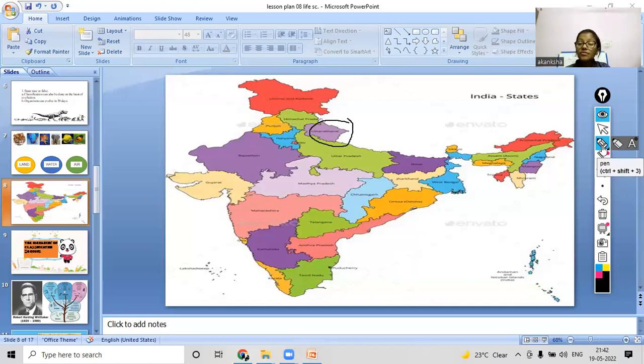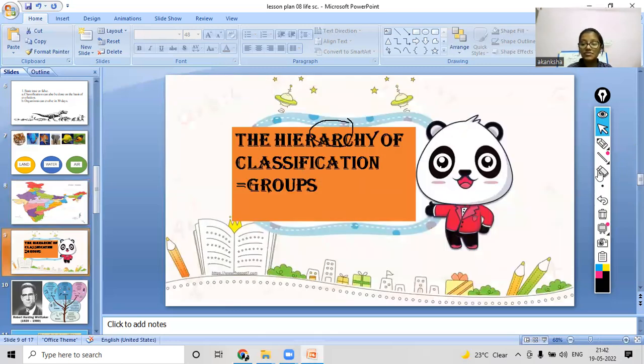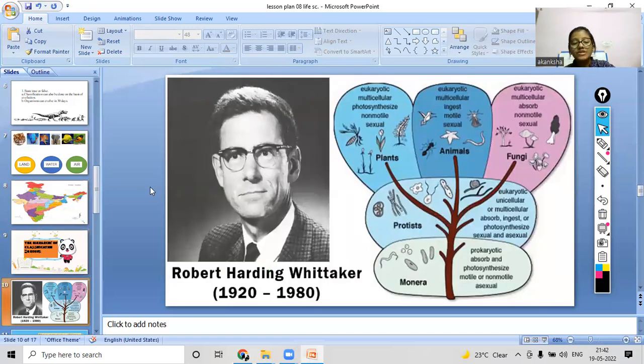In the same way, the information about plants and animals also goes on like this. From broader information, we go to narrower information. So let's see what that is called. That will be our next topic. It is called the hierarchy of classification, or the groups, right? So we are going to study this. Now coming on to our next topic, next slide.